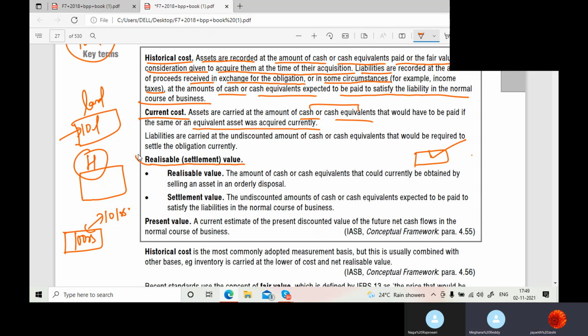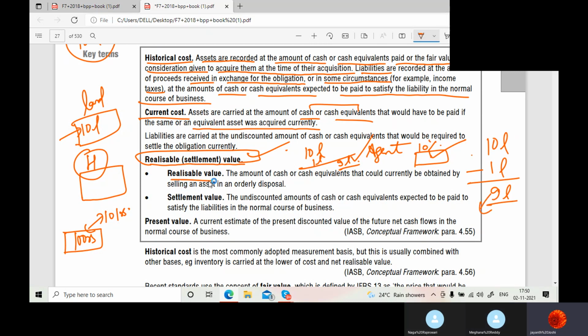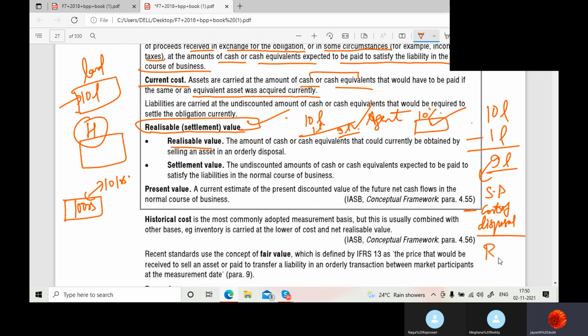Realizable value is also called settlement value. That means I want to sell a land for 10 lakhs. I hired an agent for that. I told him I'll pay you 10% commission. So now the deal is done. He got a customer. So 10% commission of that is nothing but 1 lakh. I need to give that to the agent. Now how much is the price at which I'm going to sell? How much did I get in my hands? 10 lakhs I got for the asset which I sold, minus 1 lakh I gave as commission to the agent. 9 lakhs. This is the realizable or settlement value. So it is nothing but selling price minus cost of disposal. Selling price minus cost of disposal will give me realizable value.